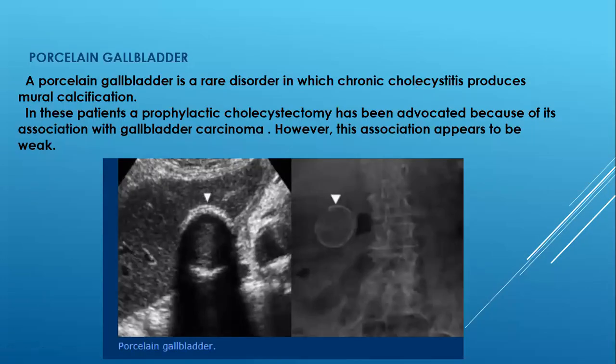Porcelain gallbladder is a rare disorder with chronic cholecystitis producing mural calcification. In this patient, prophylactic cholecystectomy has been advocated because of association with gallbladder carcinoma. Of course, this association is very weak, but still they do a cholecystectomy.